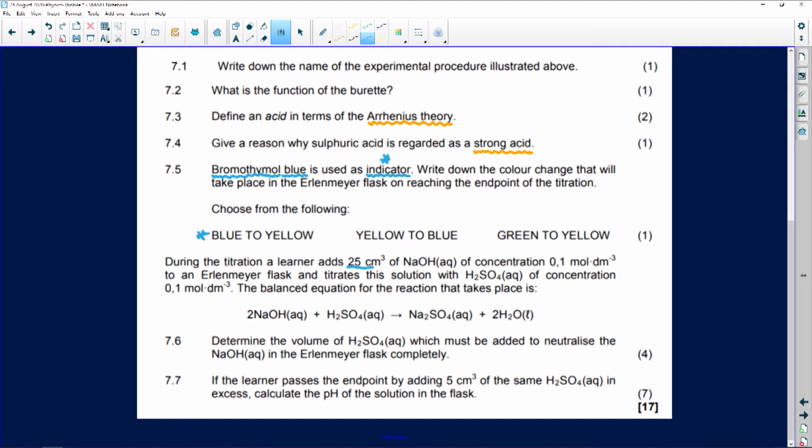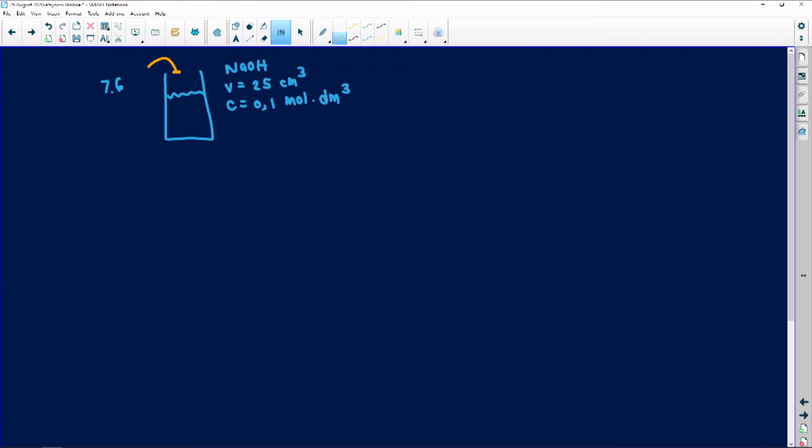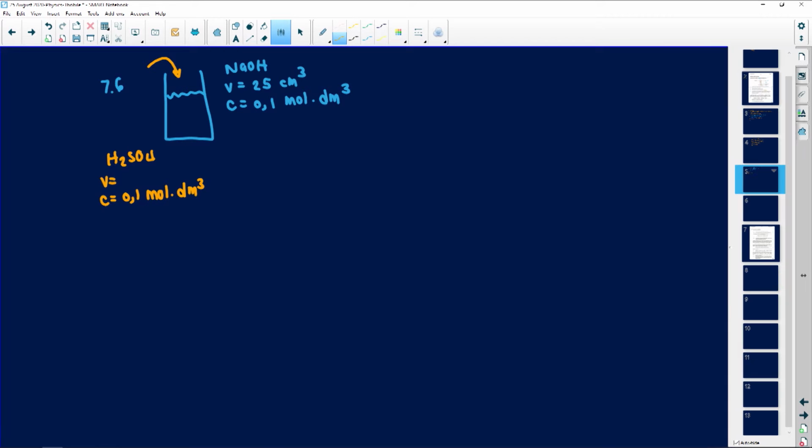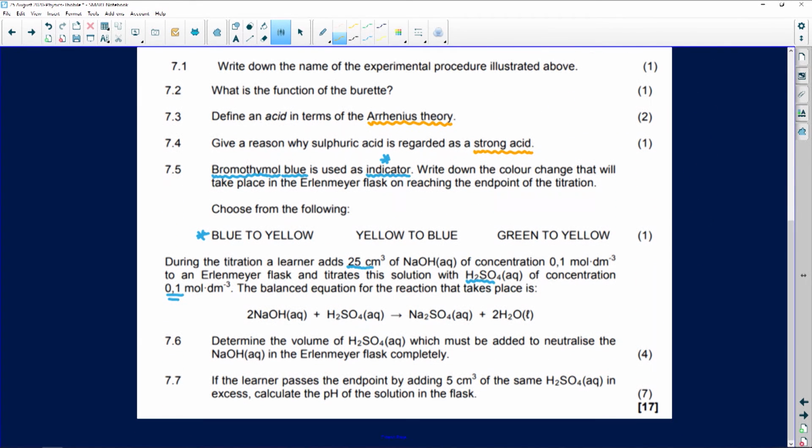So she titrates the solution with sulfuric acid of that concentration. Now I'm going to draw it in another color. So we are titrating it with sulfuric acid, H2SO4. We don't know what the volume is, but they've given us the concentration, which is 0.1 mole per cubic decimeter. So now let's see what the question says. This is the picture I should have in my head of what is actually happening. Then there is the balanced equation for the reaction that takes place. If this was not balanced, you would need to balance it.